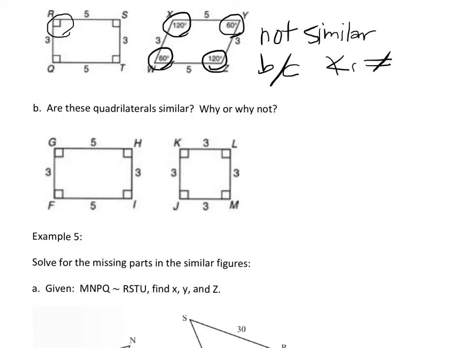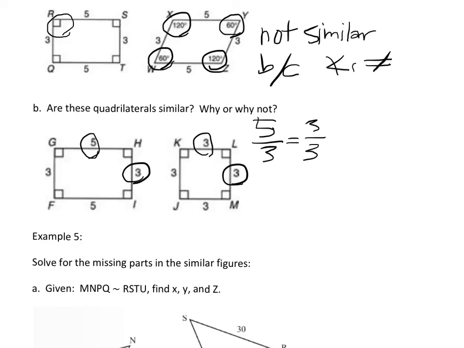If I look at the next example, are these quadrilaterals similar? Why or why not? Well, I do see that they are all 90 degrees, so all the angles are equal. That's a good start, but now I need to check to see if the side lengths are proportional. And this one's a little more obvious that they're probably not going to be, because I think about setting up 5 over 3 should equal 3 over 3.